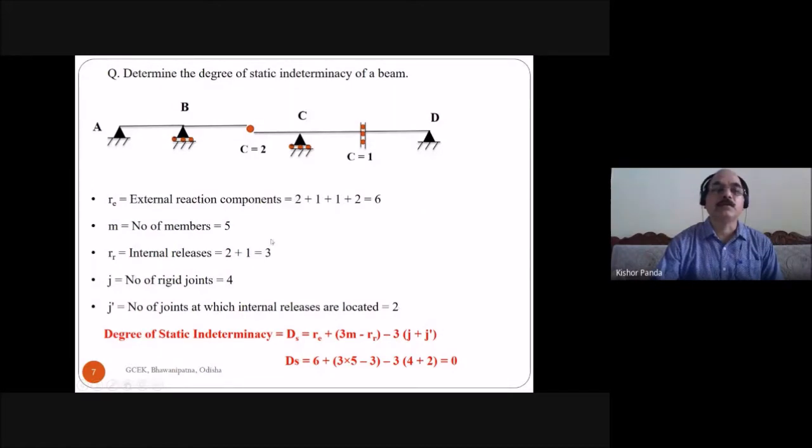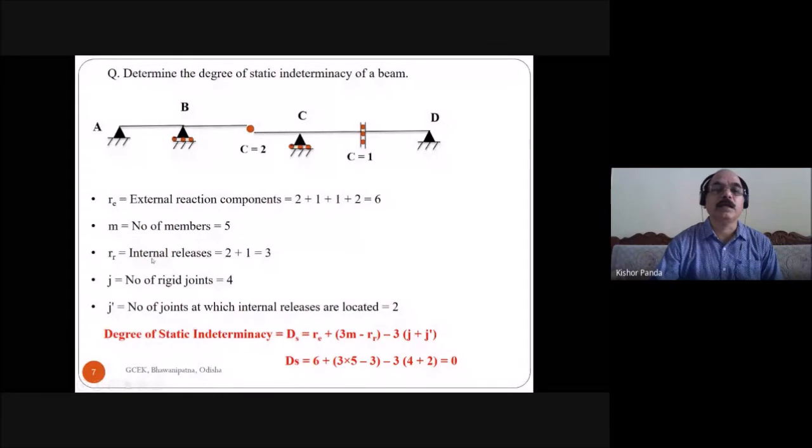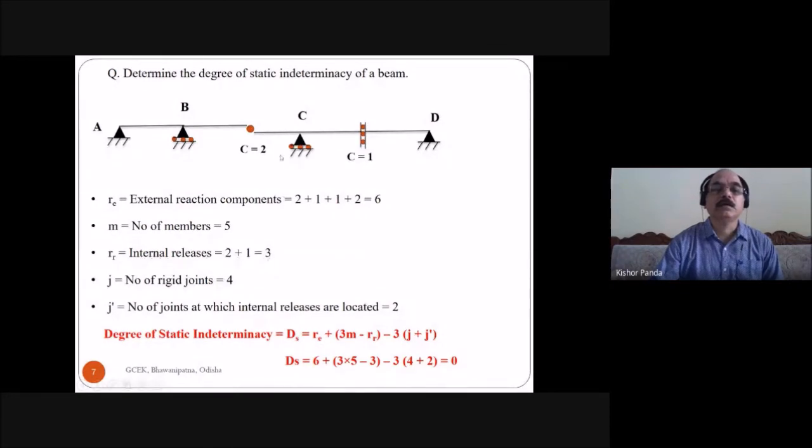but release of 3 reaction components, the RR forces, 3 because here 2 and here 1. But there is a number of joints at which internal releases are located. Number of joints is 2. Joints you have to consider 2.